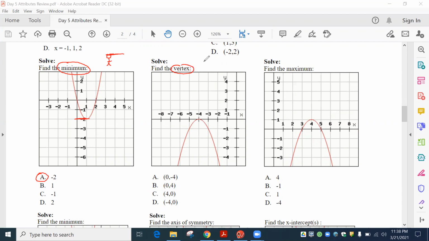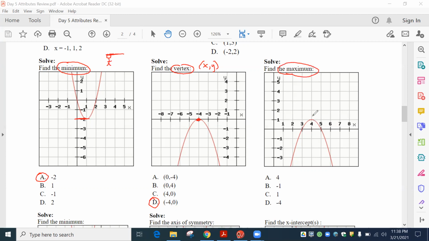Vertex. This is our x and our y. And what do we really care about here? The x. So here's our vertex right here. What's the x coordinate? -4. So which one has a -4? D. So you make your life so much easier if you do not worry about that y coordinate. Just focusing on the x. And then if there were 2 of them that had -4, then we could go look at the y.